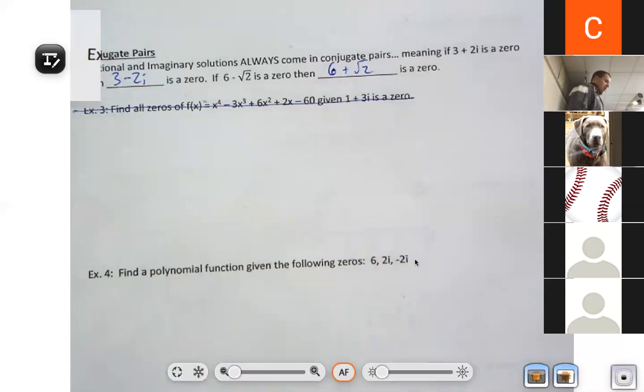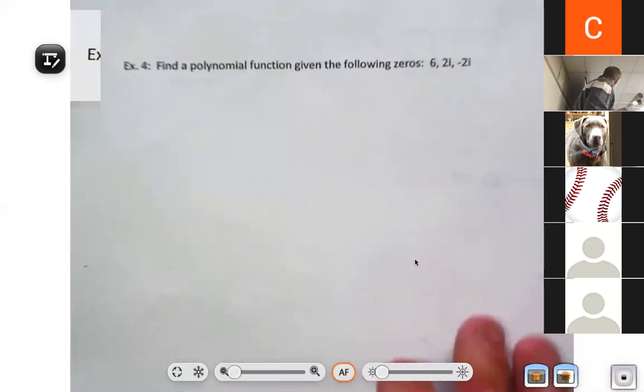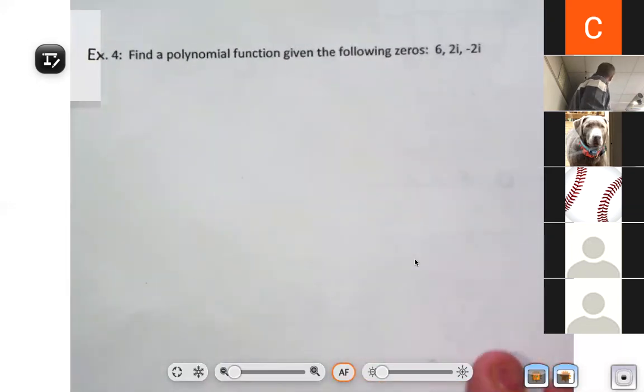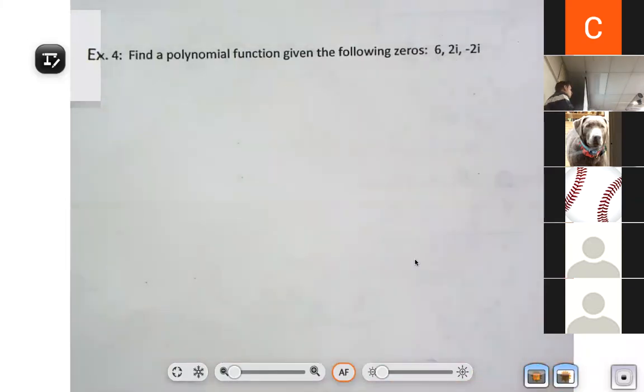Okay. But the very last problem, and then you guys at home are going to be able to hop off. Up till now, I've given you the equations, and we had to find the answers. Well, now I'm giving you the answers, and we have to go backwards and find the equation. So this one says, find a polynomial function given the following solution, 6, 2i, and -2i. I want to go backwards and figure out what was the original equation that if I solved it, I would get these three answers.